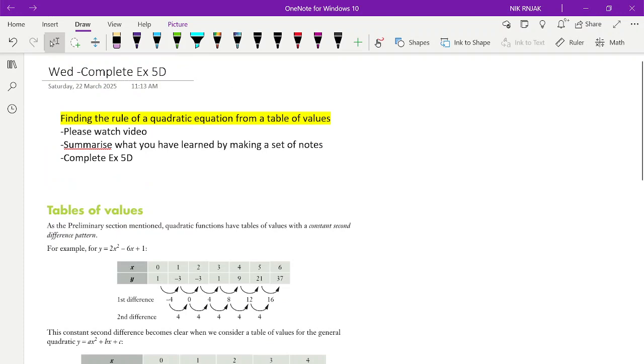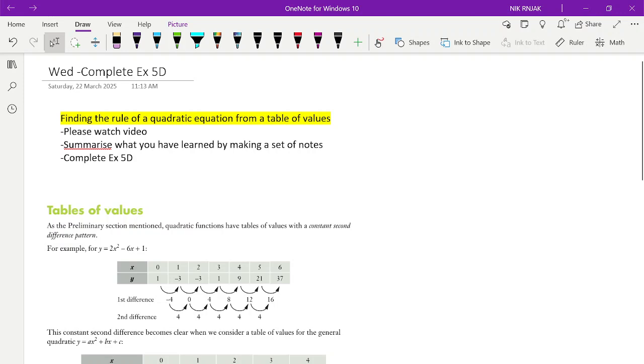If we have a look at any of these tables that have a quadratic relationship, what you can see is that the second difference pattern is the same. Like this one here, for y equals 2x squared minus 6x plus 1, you've got this table of values. If you look at the difference between minus 3 and 1, or minus 3 take 1, you'd get minus 4. The difference between minus 3 and minus 3 is 0. That's the first difference, and they're all different.